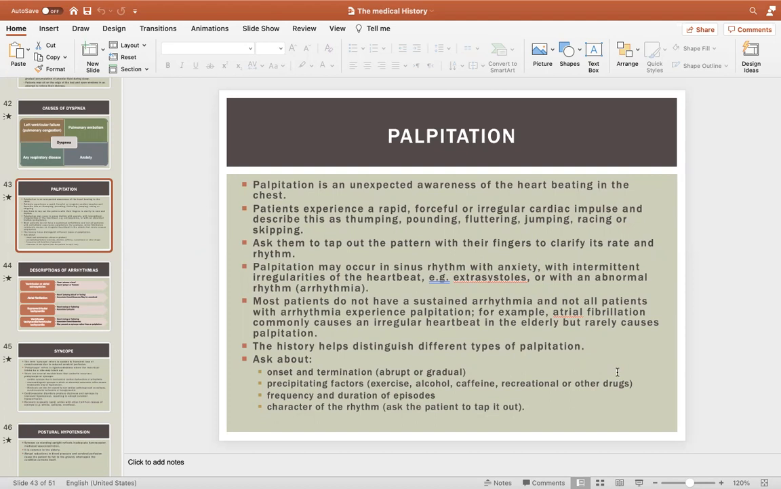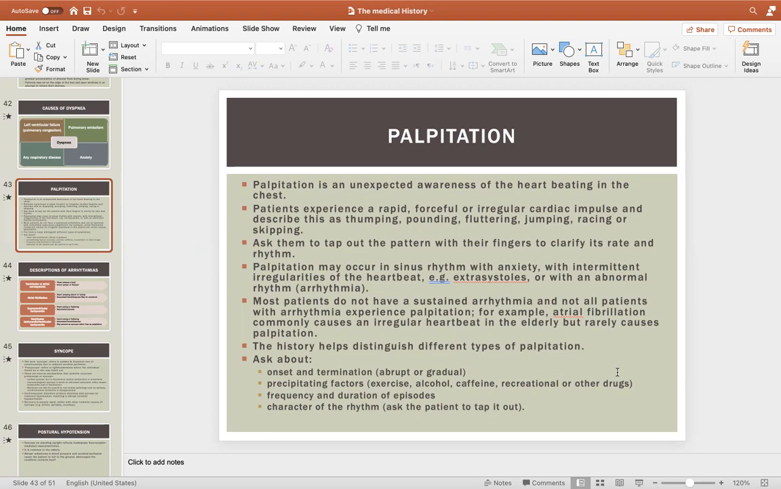After we finish the chest pain and the shortness of breath as important and common symptoms presented due to cardiovascular disease, now we will discuss palpitation. Palpitation, in its definition, is an unexpected awareness of the heart beating in the chest. So once a patient becomes aware of his own heartbeat, it's called palpitation.